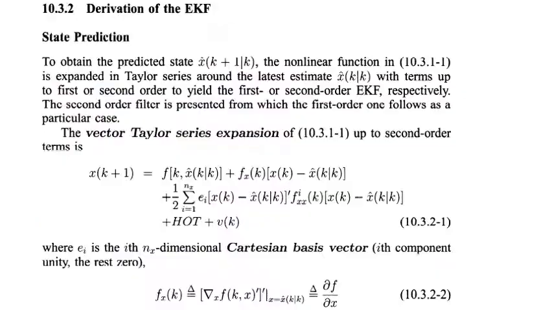So let's derive the extended Kalman filter and see how it works. Now let's assume in this case the state dynamics are also non-linear. That is, your state transition matrix is non-linear as well. So what you can do is use the vector Taylor series expansion in order to linearize your dynamic model.